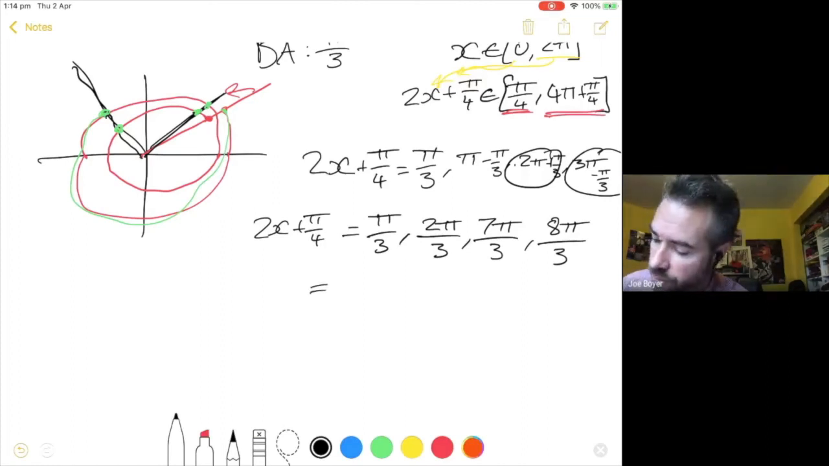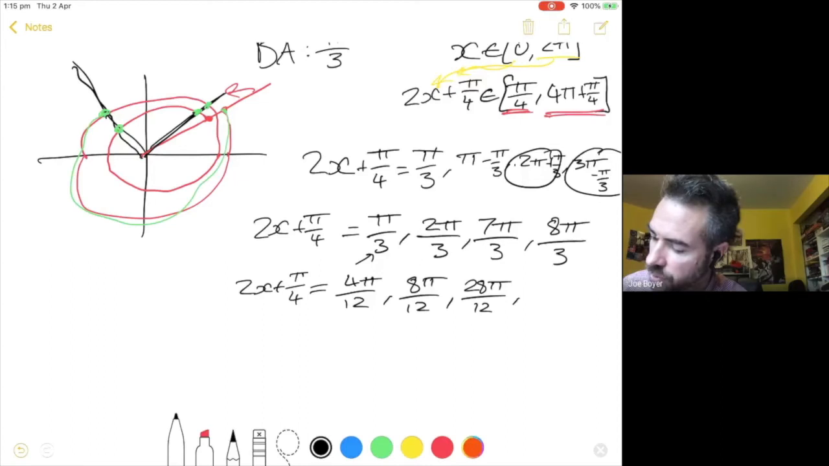That's going to be easier if we change all our denominators to 12. So I'm not actually going to change this left-hand side at all. This is still going to be x plus pi on 4, but just to make the next step easy, I'm going to put all of these denominators over 12, which turns this into 4 pi on 12 and 8 pi on 12 and 28 pi on 12 and 32 pi on 12.